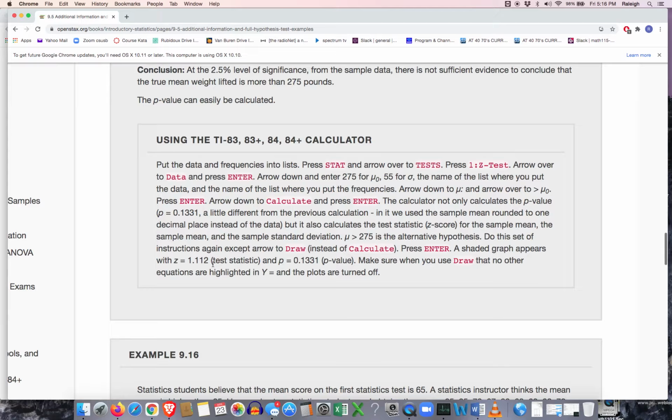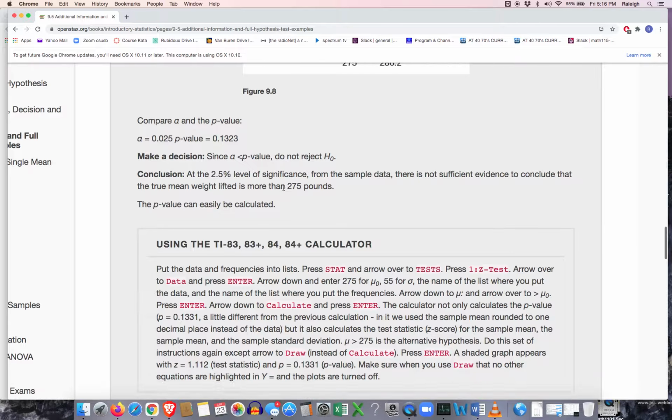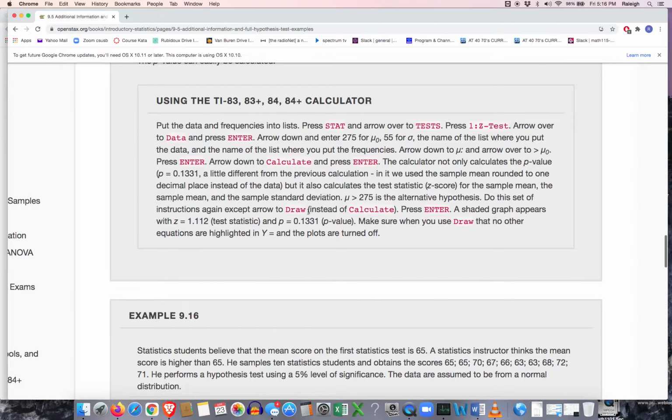And yes, the calculator can certainly do it for you. And you get your z-value of 1.11. I got 1.12. That's round-off error apparently. And then the p-value 0.1331, which doesn't quite match this value here. So yeah, they've got a little bit more accuracy in the calculator. So do not be worried about minor discrepancies like that.